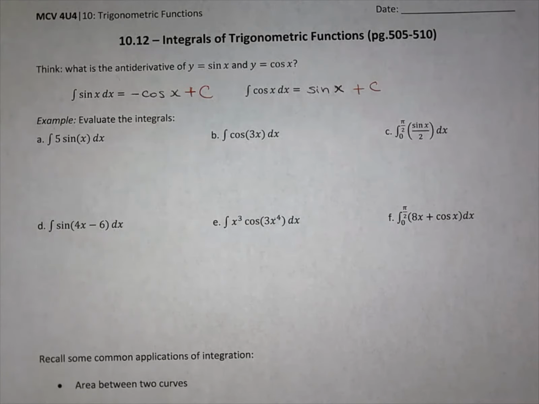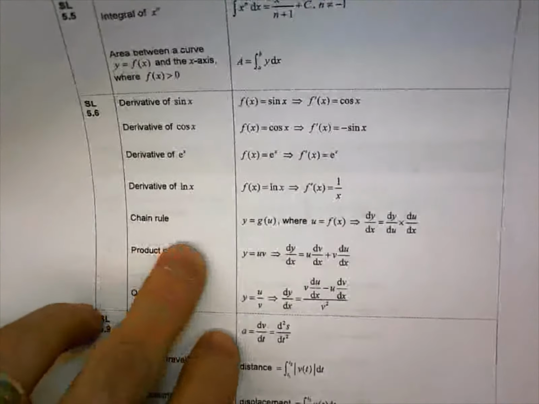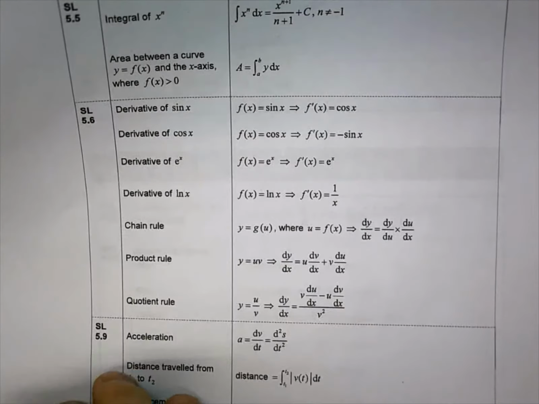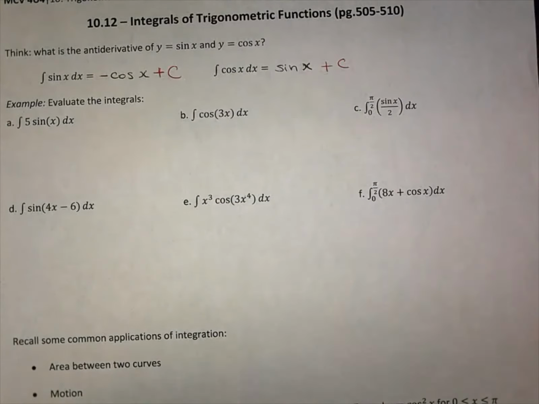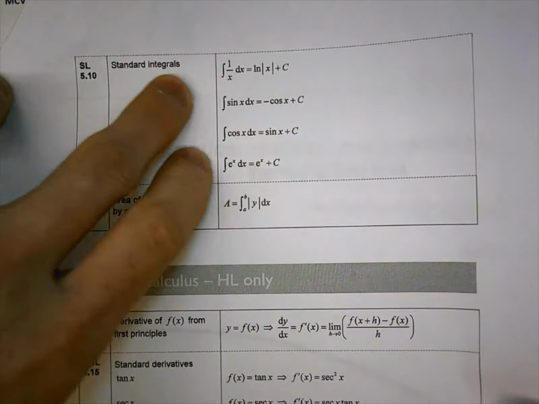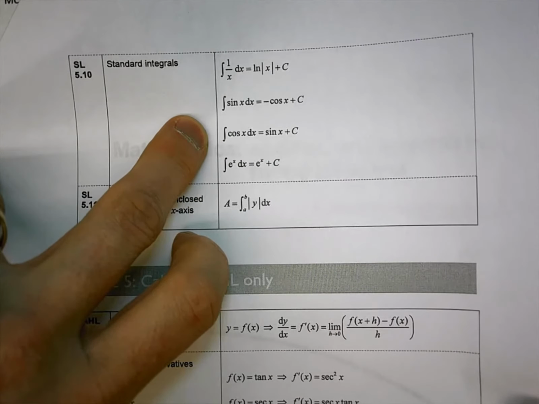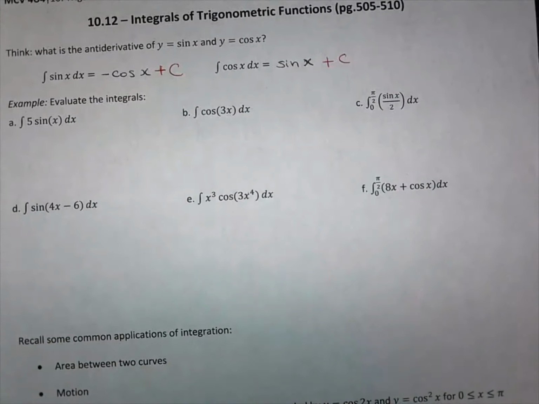How do you remember these things? Well, your formula sheet has the derivatives on it. Let me just get that out here. The formula sheet has all your derivatives, including the derivatives of sine and cos. Remember, tan is not part of the course. And on the next page, it has some standard integrals, including the integrals of these two trig functions. So you don't need to memorize them.